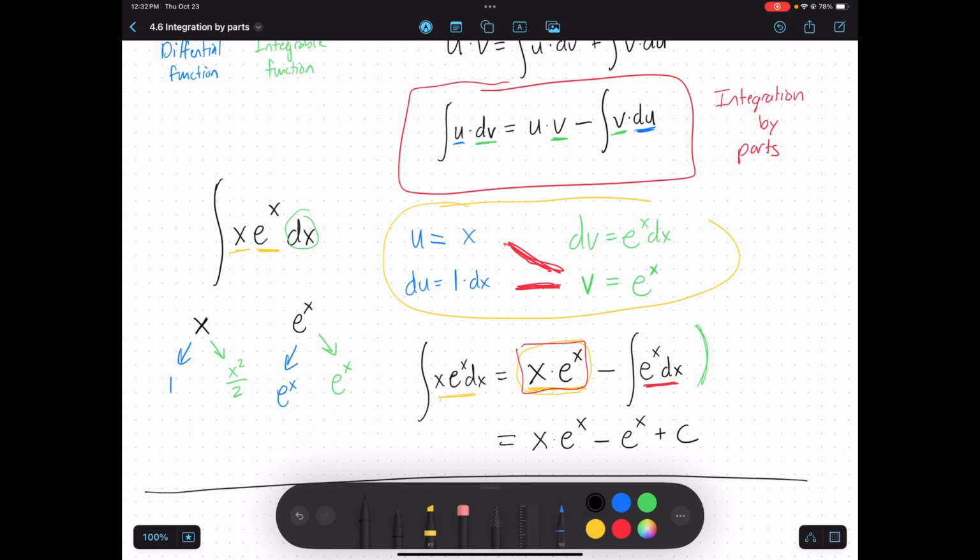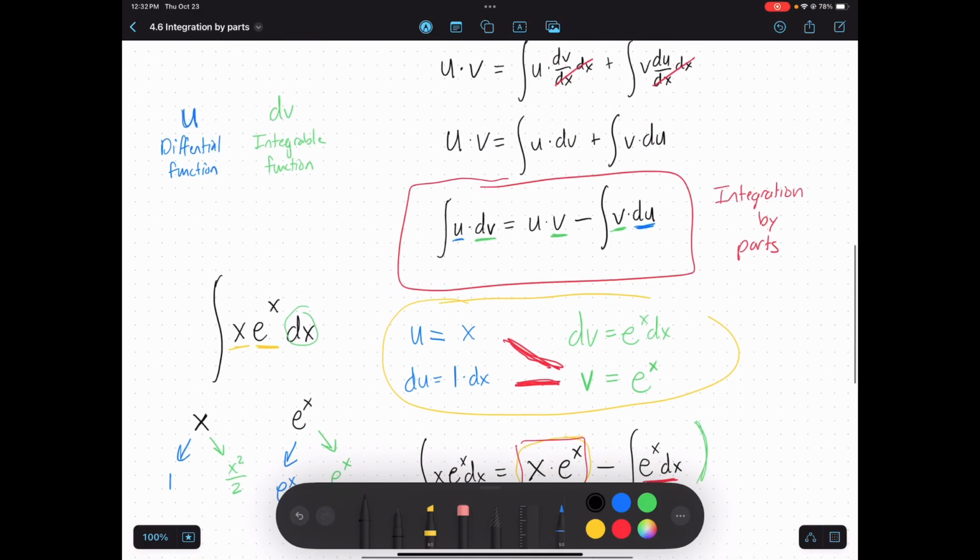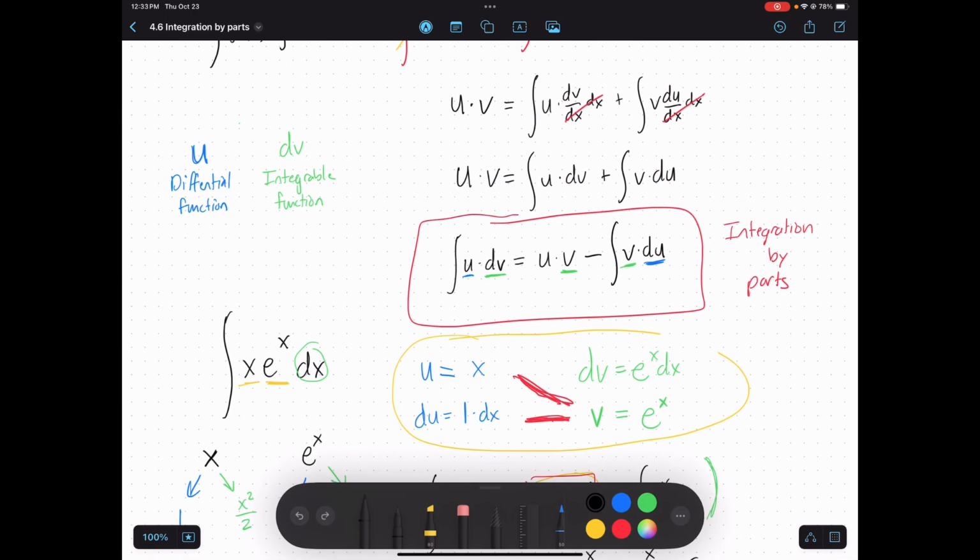So let's look at some guidelines of how you can choose u and dv. In general, when you're working with an exponential function, we want to choose that as my integrable function. Why? Because the derivative and the antiderivative are very, very similar. They're pretty much the same thing. The only thing that's going to be different is maybe constants, depending if you have a constant multiple in the exponent or not. But in general, we want to choose the exponential functions as our integrable functions.